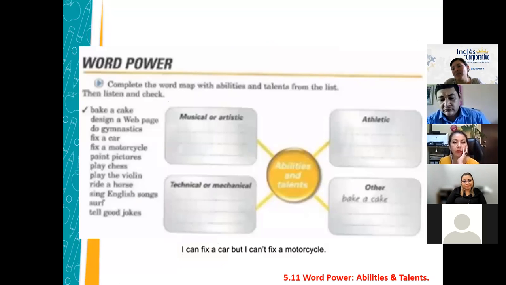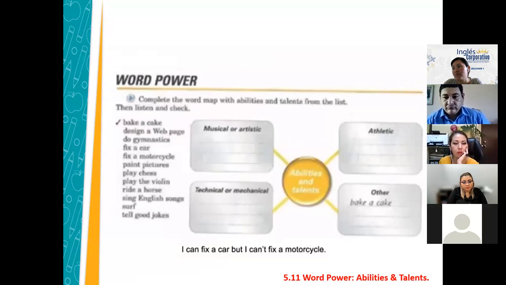Ay, no, no está ni. Yo la veo también. Voy a hacerla más pequeñita porque lo veo todo pequeño.